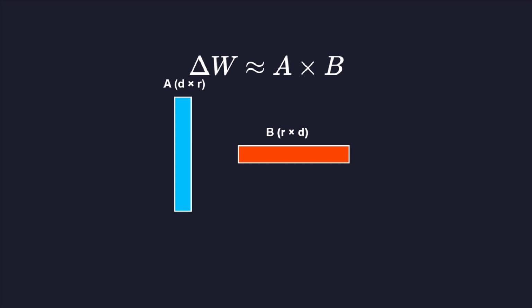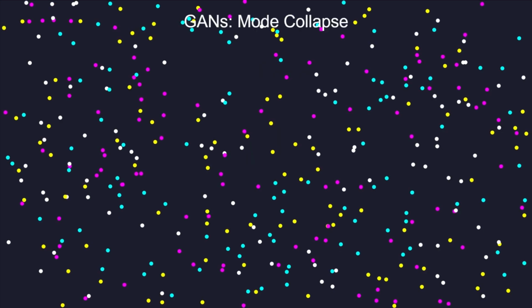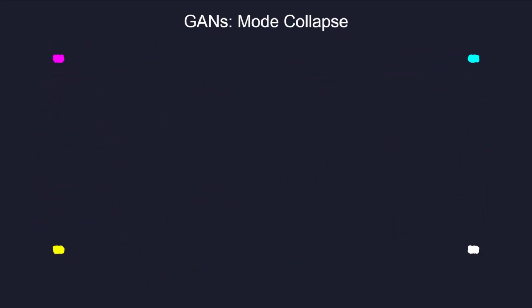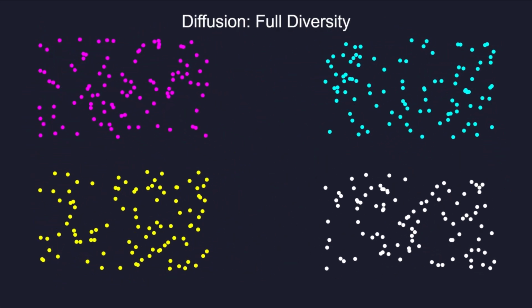The math of LoRA relies on matrix decomposition. By representing weight changes as the product of two small matrices, we drastically reduce the number of parameters that need to be stored and updated.